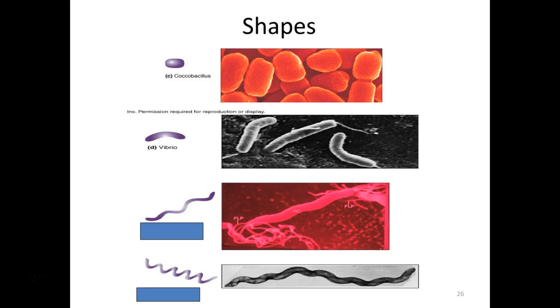The next one is spirillum, or spirilla, an A instead of the UM for multiple ones. And this is a long rod with multiple curves, as you can see. This picture, too, you can see that it has several flagella at both ends. Right? All these little hair-like things, those are flagella.